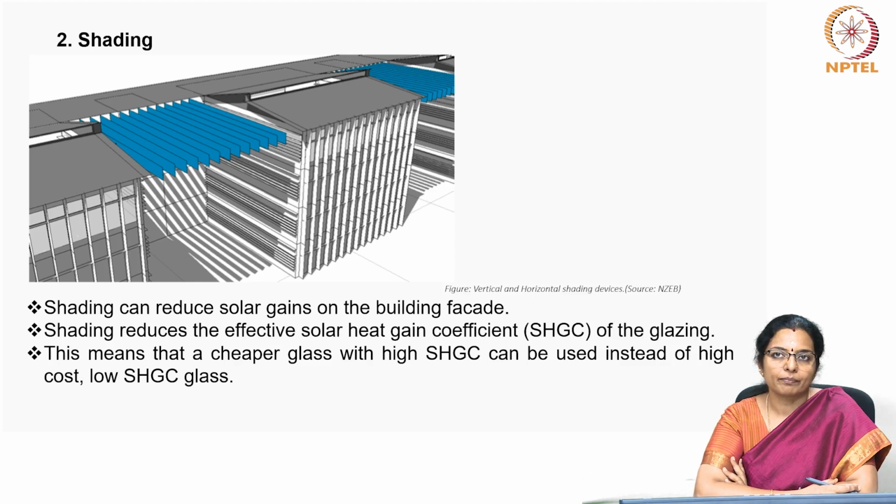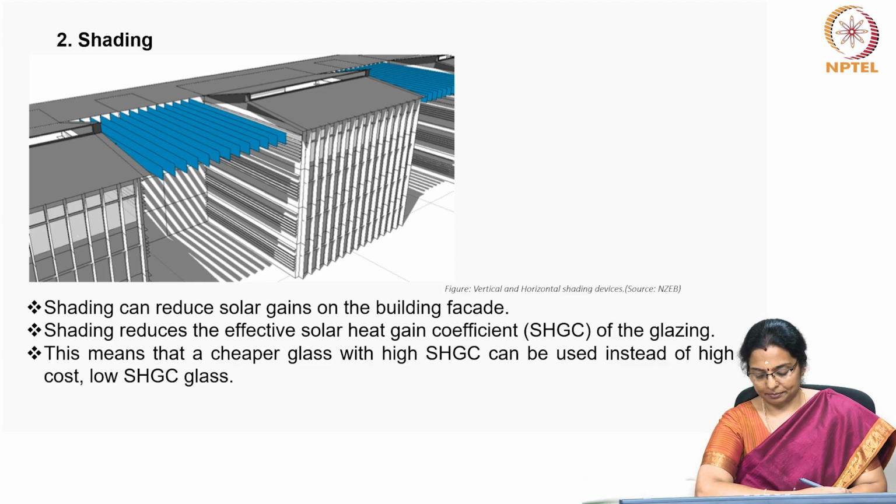Second is shading. Now, shading can reduce solar gains on the building facade. Shading reduces the effective solar heat gain coefficient of the glazing. This means that a cheaper glass with higher solar heat gain coefficient can be used instead of a high cost, low solar heat gain coefficient glass.